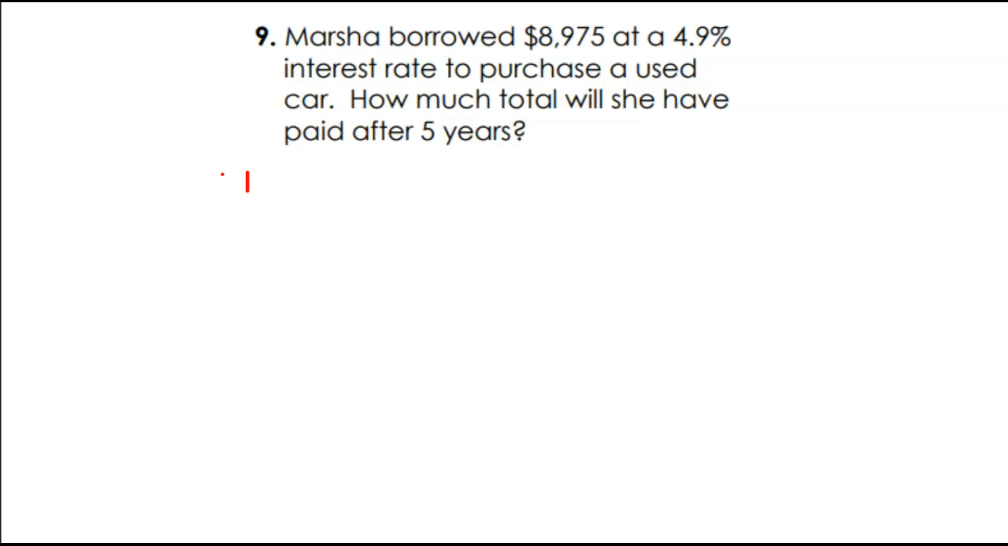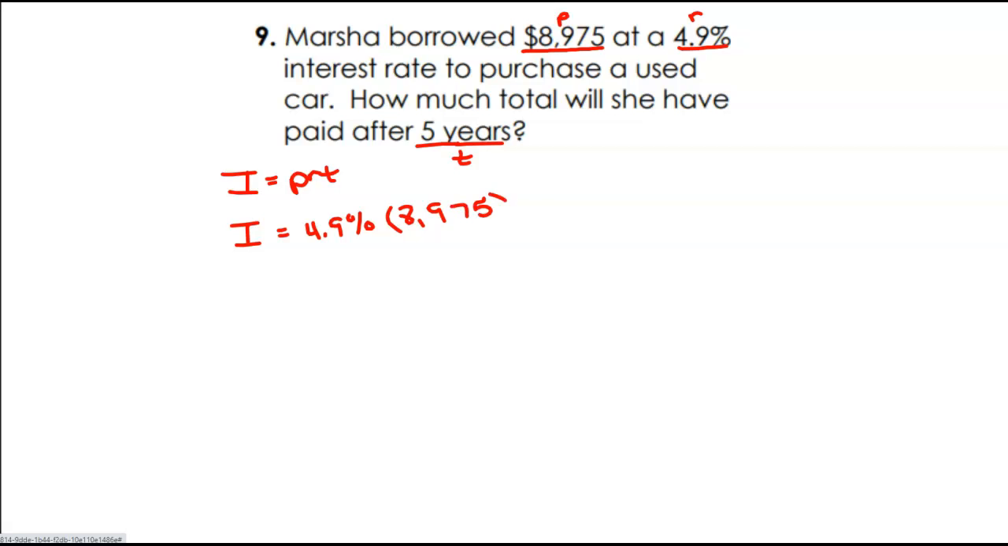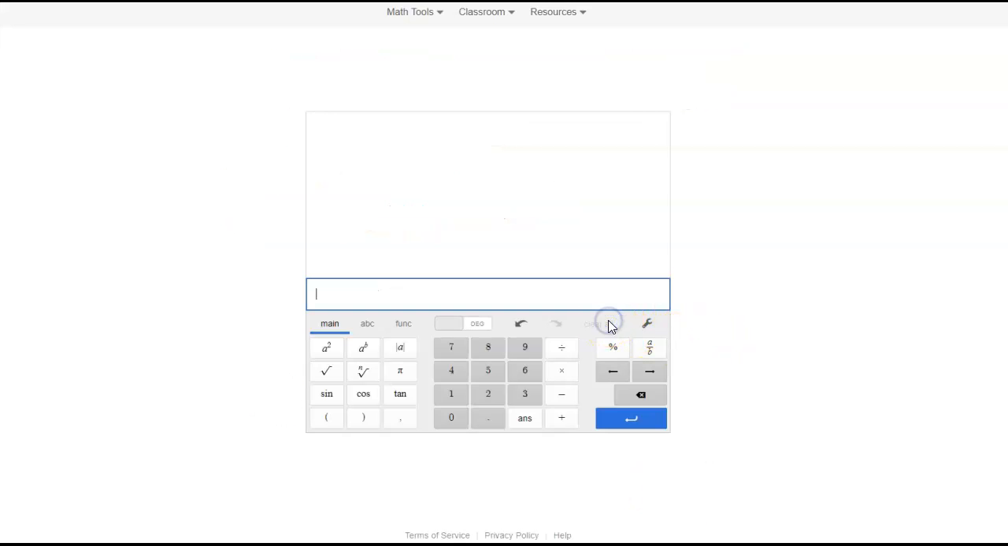So first, we've got to calculate the interest. So write out your formula. So this is the principal. This is the rate. This is the time. And substitute that into your formula. So this is going to be 4.9%, $8,975 times 5. So this is just giving me the interest. And since this is a loan that she took out, this is money that she is having to pay back to the bank.